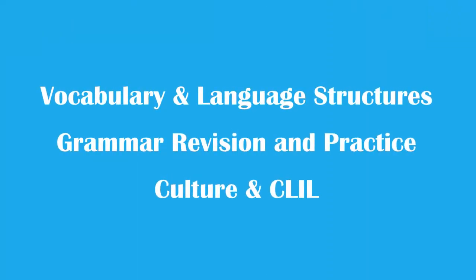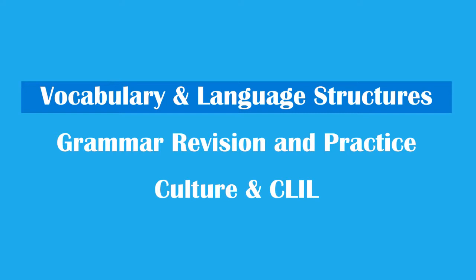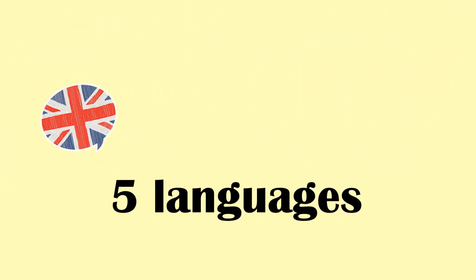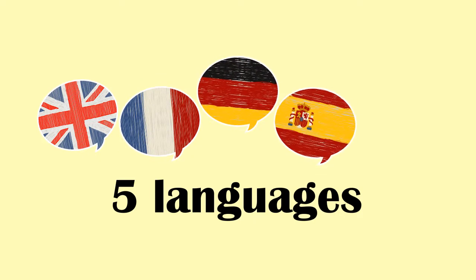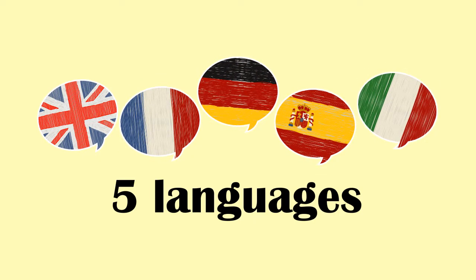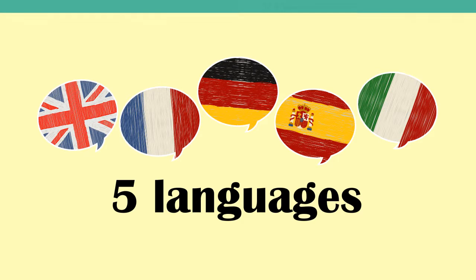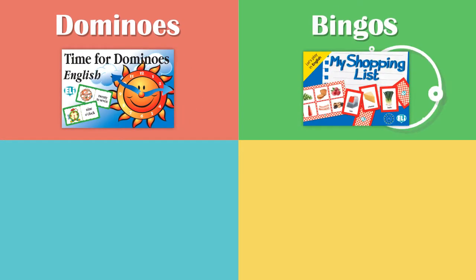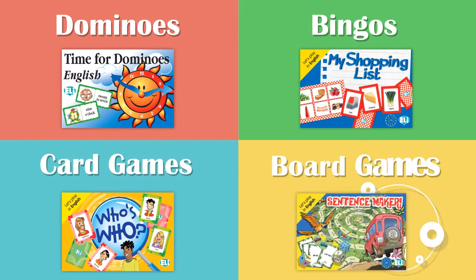This is a series of video tutorials on ELI games. In this video, we're going to present a game focused on vocabulary and structures. Each game is available in 5 languages: English, French, German, Spanish and Italian. The games have different characteristics and can be divided into 4 categories: dominoes, bingos, card games, board games.